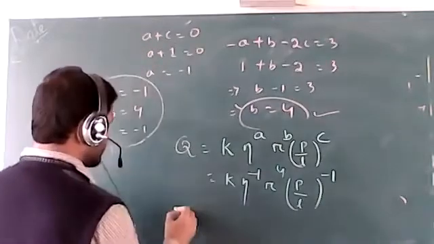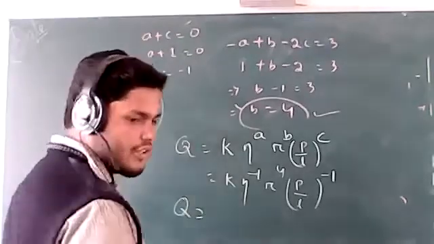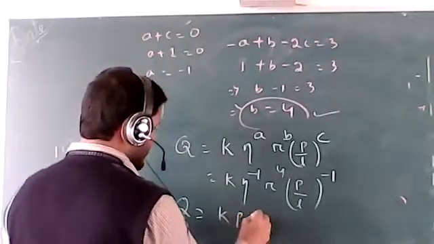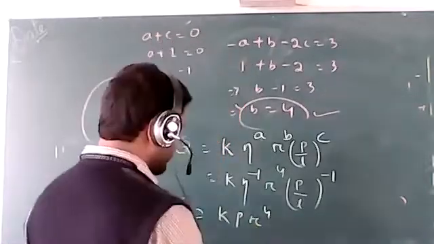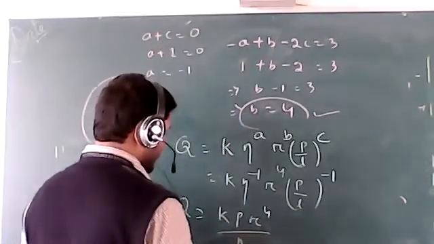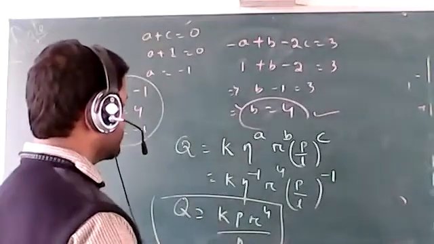Okay, so if we just put it, then what is the value of q equal to? K p r to the power 4 divided by eta into l. This is the value of q.